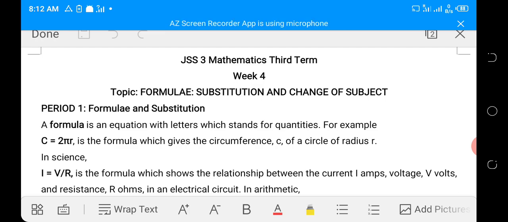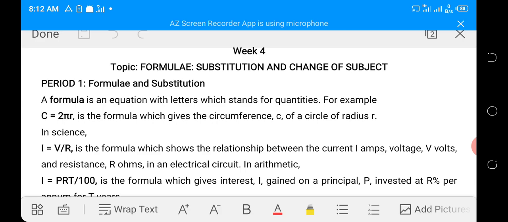Welcome to the beginning of week 4 of our e-learning class. For this week, the topic of discussion is going to be formulae, substitution, and change of subject. Let's begin. Formulae and substitution.